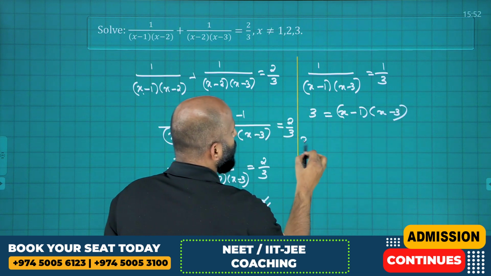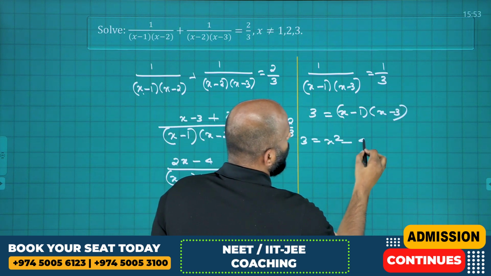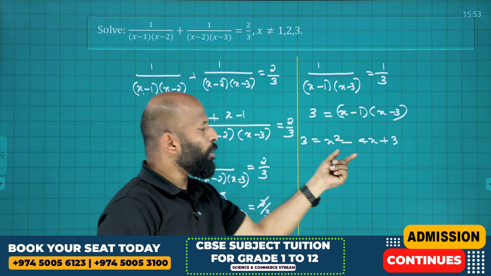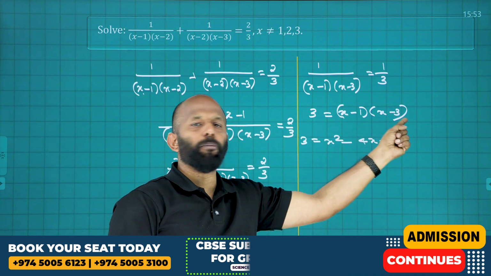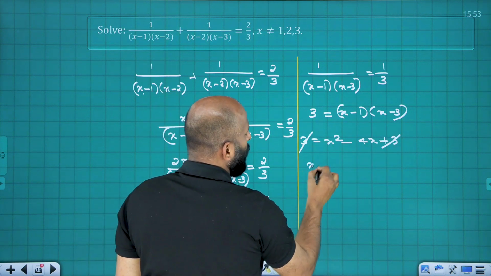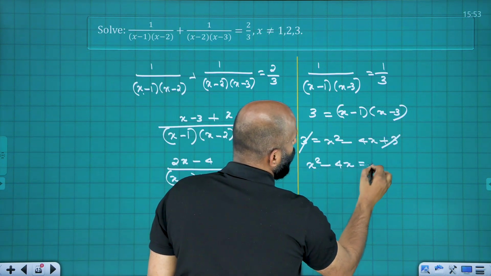Now we can open the bracket, 3 = x² - 4x + 3. Hope all of you know (x+a)(x+b), so the middle term will be a+b. Minus 1 plus minus 3 becomes minus 4x. Then positive 3 cancels, and you'll get x² - 4x = 0.